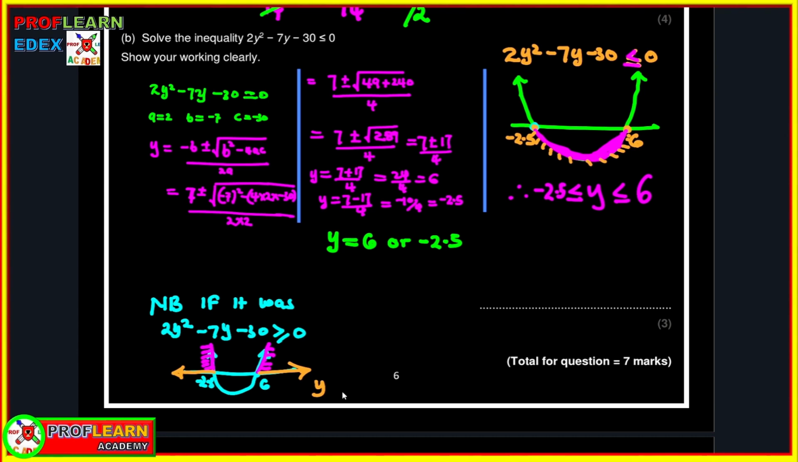So it will be y is less than or equal to -2.5. Yeah, that should be -2.5, not 2.5. Be very careful. And this other part should be greater than or equal to 6. Yes, this one that I've written, it should be negative, so you take note of that. It's only that my pen has just jumped.